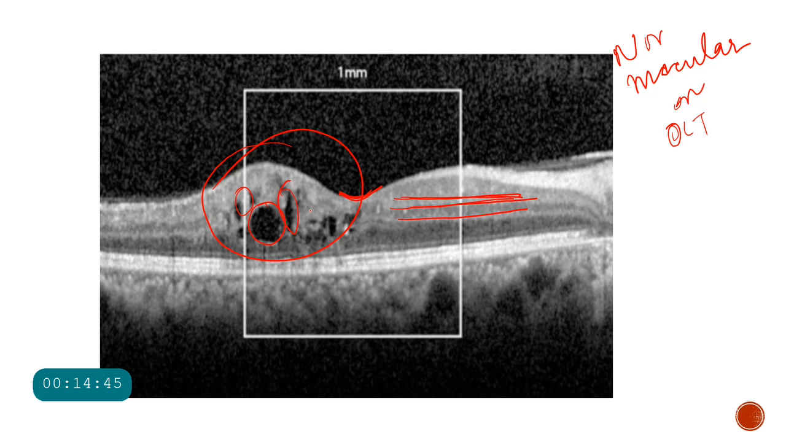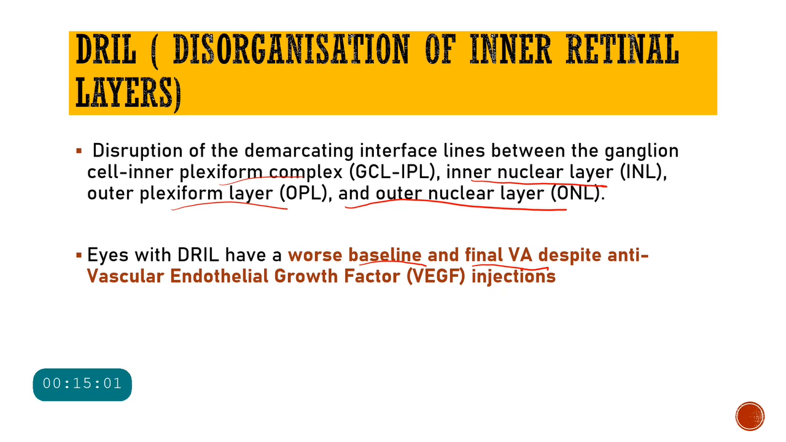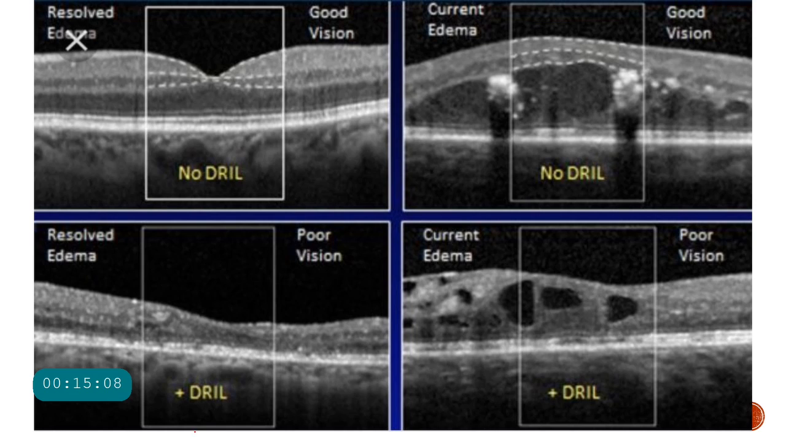However, the demarcation lines between the different layers, whether it's the ganglion cell layer, the inner nuclear and the outer plexiform layers, all that demarcation is only present till here. When you enter this 1 mm zone, all the demarcation is gone, and that is known as the disorganized retinal layers. Okay, so that's called disorganization of the inner retinal layers, or DRIL, and such a patient will have poor response to anti-VEGF. So that's very, very important. So DRIL is actually a very good biomarker.